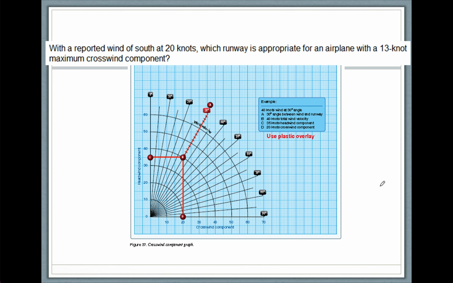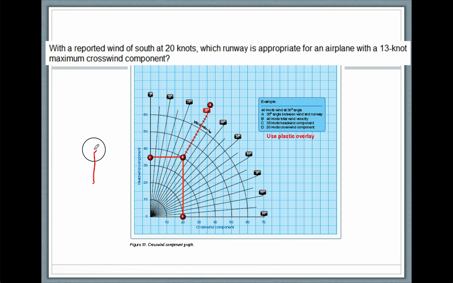Here is an example of an FAA test question on the crosswind chart. And some of these you don't even have to do the chart. You can literally just figure out which one's most appropriate. Like this one, if they're saying the wind is out of the south at 20, which runway should I use if I only have a 13-knot maximum crosswind allowable component?